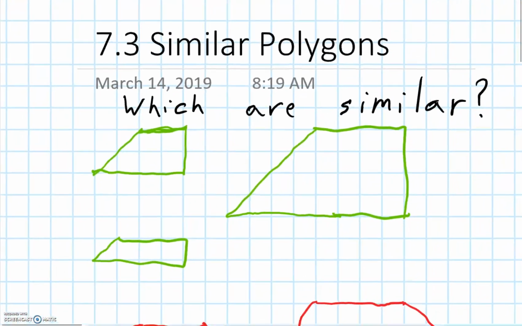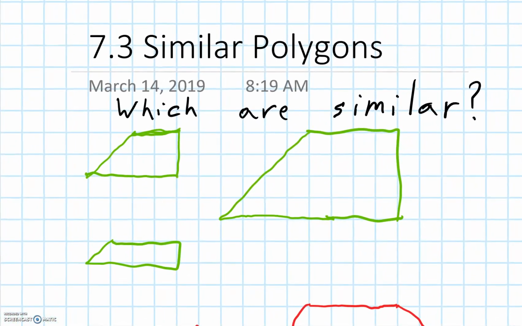So it could be irregular shapes, it doesn't have to be squares or circles or rectangles or triangles, any of those. It can be something a little bit more irregular like this. So we're looking at all the different shapes here in green and we're trying to figure out which ones are similar. Well, this is a little bit tricky.